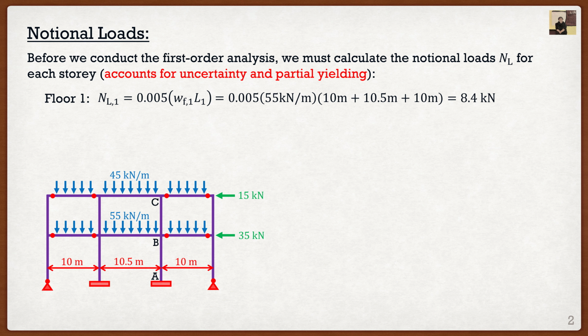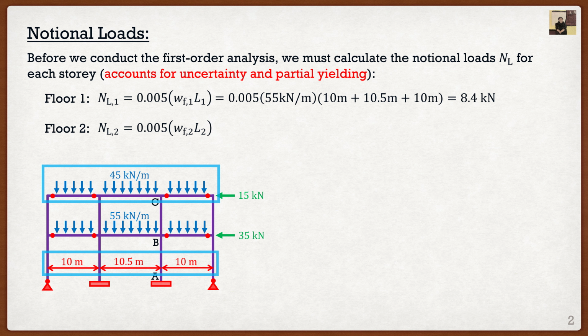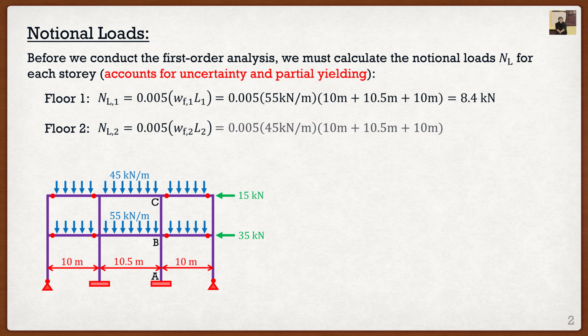We can do the exact same thing for the second floor. It has the exact same formula, where again, it's just going to be 0.005 times the gravity load subjected to that story. In this case, the gravity load decreases a little bit to 45 kilonewtons per meter, so we can substitute everything in, and we get our notional load as 6.9 kilonewtons.